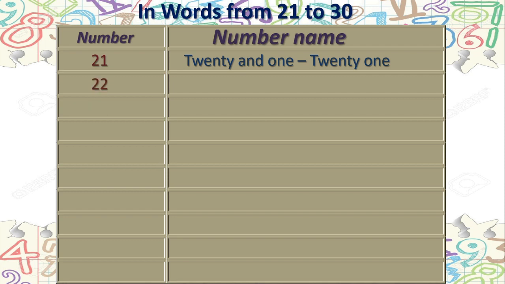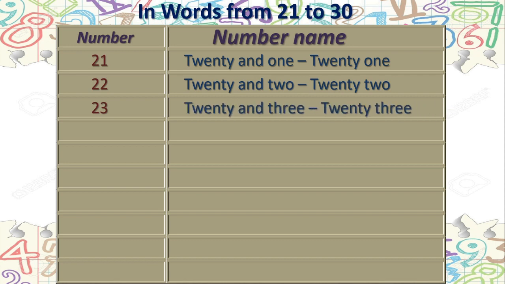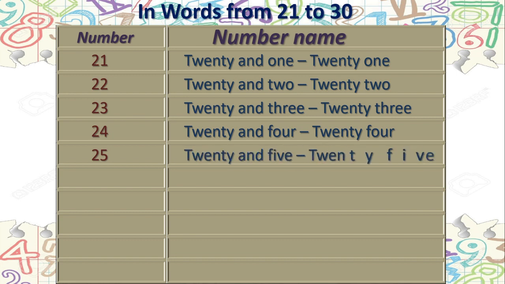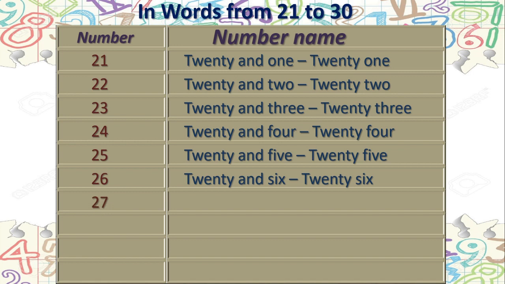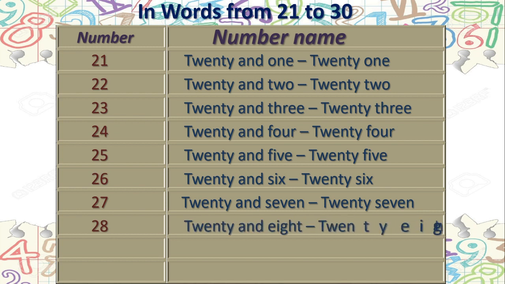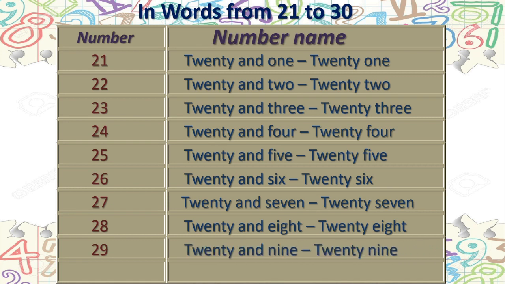See, this is 22, right? Number 20 and 2, so 22. 20 and 3, that is 23. 20 and 4, that is 24. 20 and 5, that is 25. 20 and 6, 26. 20 and 7, 27. 20 and 8, 28. 20 and 9, 29. See, this is 30.